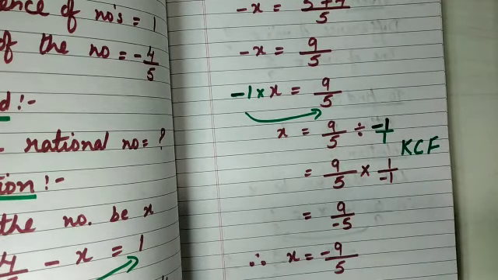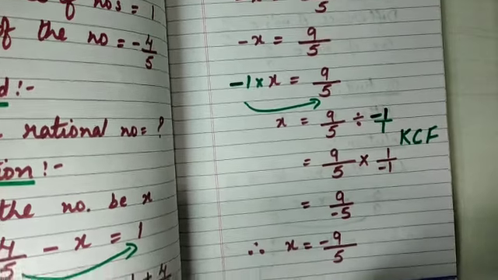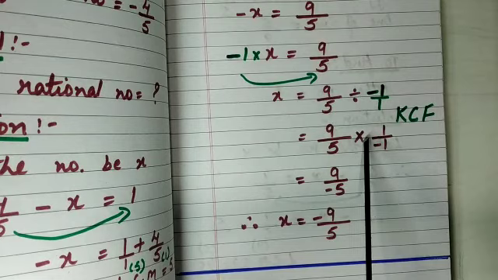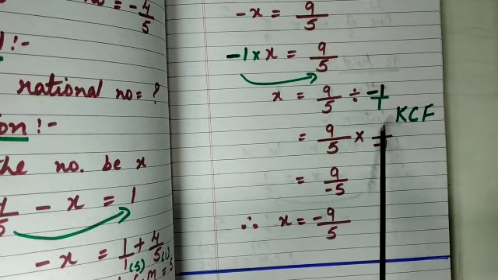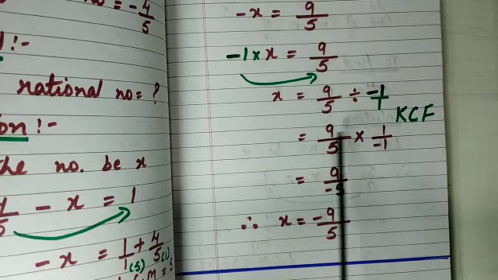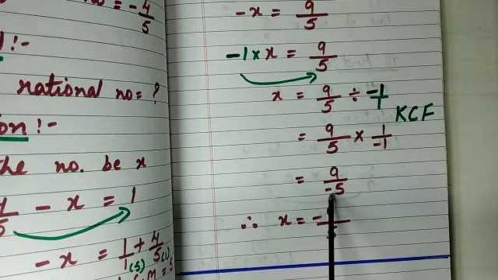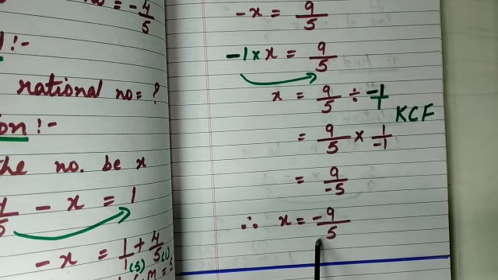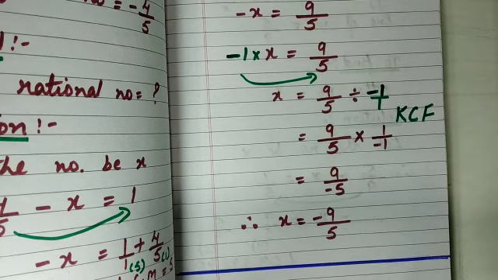Okay, you remember we told you about KCF, keep, change, flip. The first number is as it is. Division changes to multiplication, and this minus 1 upon 1 becomes 1 upon minus 1. Okay, now just multiply. 9 into 1 is 9. 5 into minus 1 is minus 5. As a rational number always has to be expressed in the standard form, your denominator should be positive. So we shift the sign to the numerator, which is nothing but minus 9 upon 5. So the required number is minus 9 upon 5.